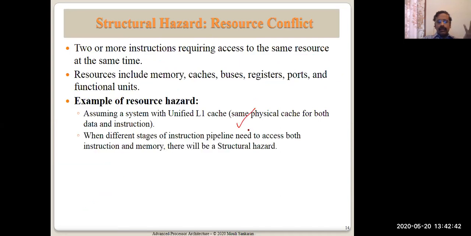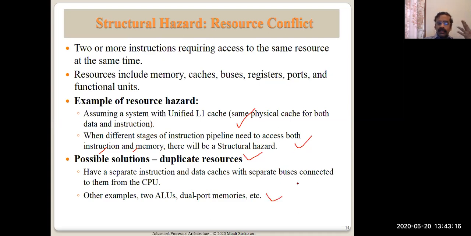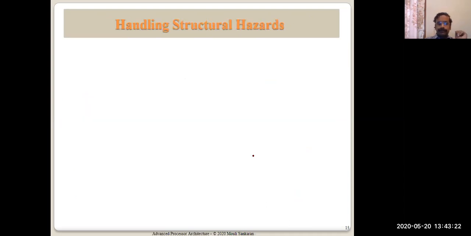So, unified examples are unified cache, and then there are cases when different stages of the instruction pipeline need to access instruction and memory. Okay, this is the same thing I have explained. Now, what are the possible solutions? Duplicate resources. You separate the memory into duplicate buses. You have separate buses, two different ALUs. Instead of one single integer ALU, have two ALUs, or dual port memories, multi-port memories. All these are solutions for solving the structural hazard.